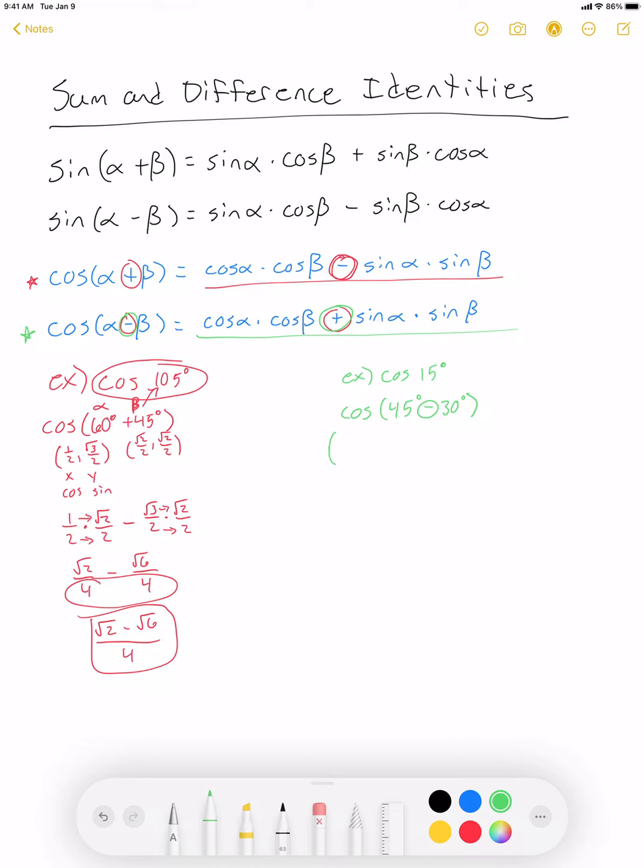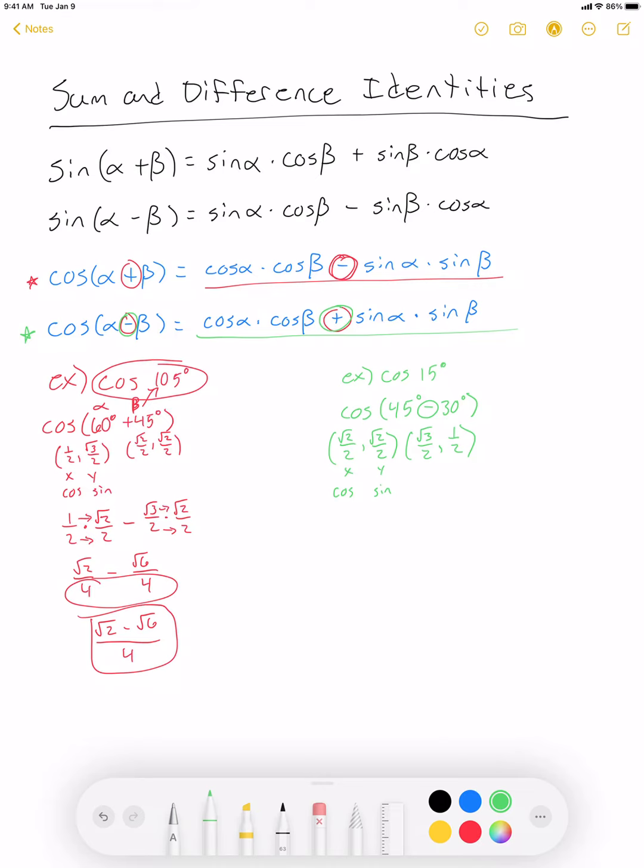For my 45 degree angle, I have radical 2 over 2, radical 2 over 2. And if I go too fast, you can always pause or rewind to catch up. Now, the 30 degree angle, if I look at my unit circle, we have radical 3 over 2, comma, 1/2. And again, x comma y, this is cosine, comma, sine.